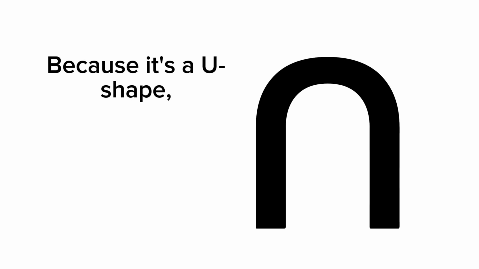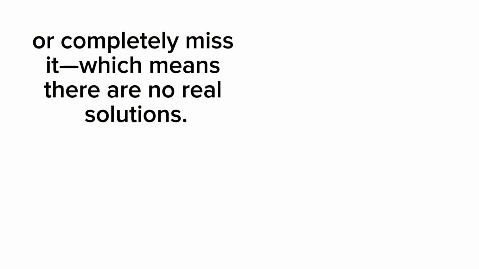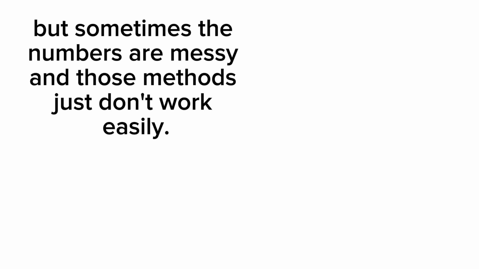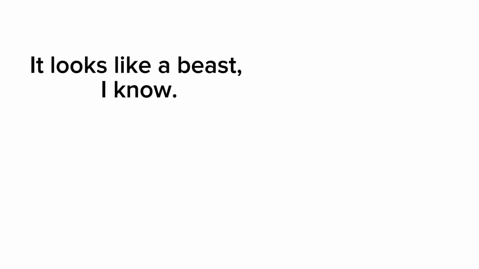Because it's a U-shape, a parabola can cross the line twice, hit it perfectly once, or completely miss it, which means there are no real solutions. There are a few ways to find these roots. You can try factoring or completing the square, but sometimes the numbers are messy and those methods just don't work easily. That is when you bring out the heavy artillery, the quadratic formula.